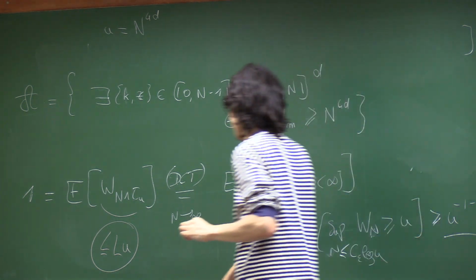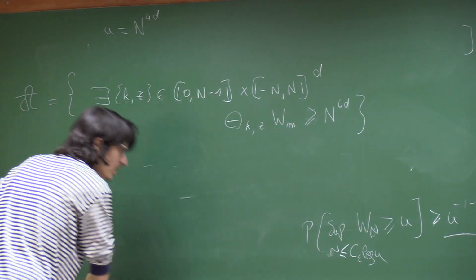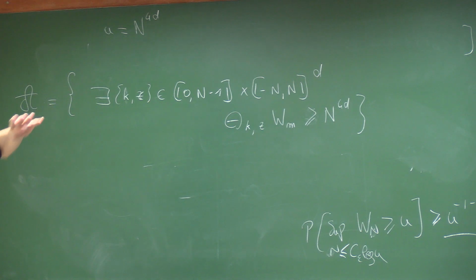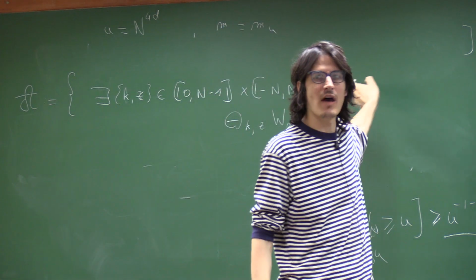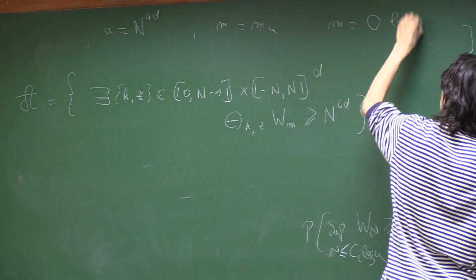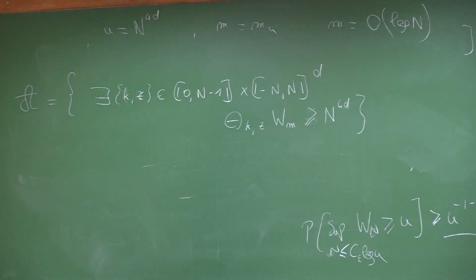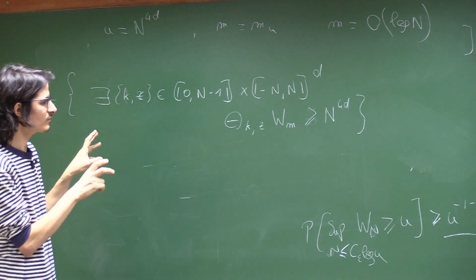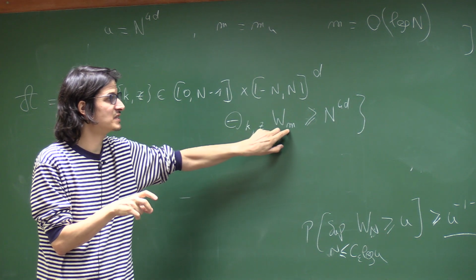Okay, so the event is basically that somewhere in a big cylinder, the partition function of a small system, so m is equal to m of u. This is the m for the lemma, so m is of order log n, because mu is of order log u. So now I'm looking within my system for a starting point from which the partition function of a system of size m would be big.